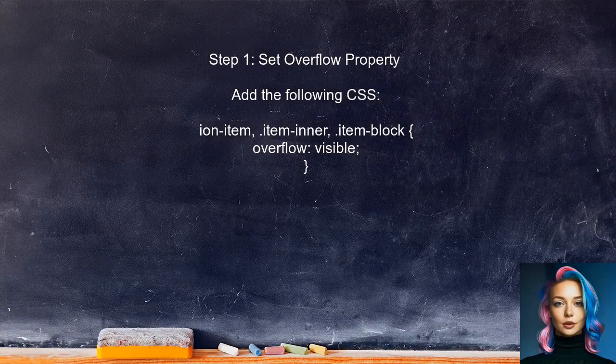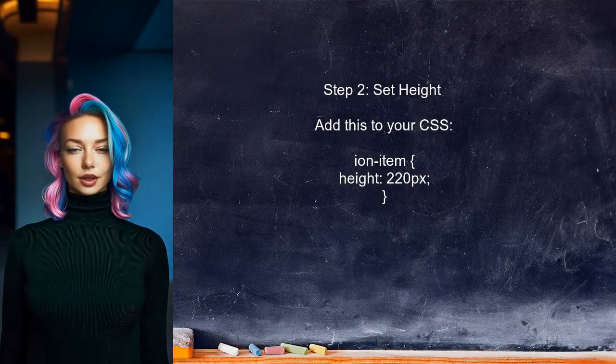To allow overflow in the Ion item, the user should first ensure that the CSS properties are correctly applied. Start by setting the overflow property to visible for the Ion item and its inner elements. Next, the user should check the height of the Ion item. Setting a specific height can help manage how the content is displayed. In this case, a height of 220 pixels is suggested.